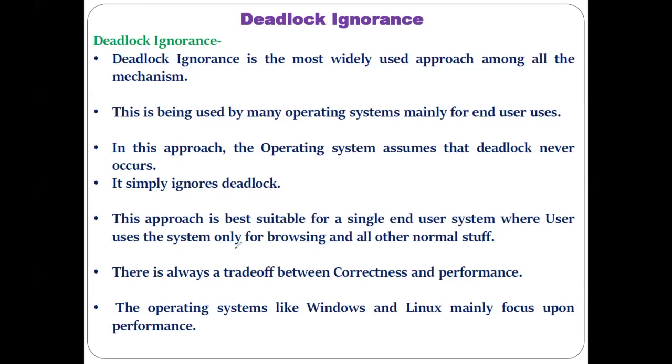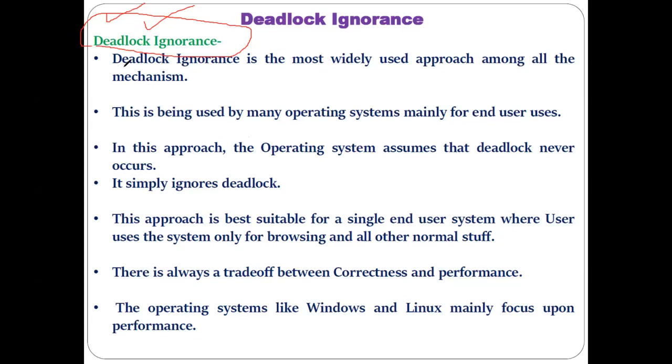So deadlock ignorance is the most practical approach utilized by most of the end users of the computer system. That is the reason it is mentioned here. This is our fourth deadlock handling strategy. So deadlock ignorance means what? Let the deadlock occur. Don't worry even if the deadlock occurs. That is the simple, straightforward strategy of deadlock ignorance.